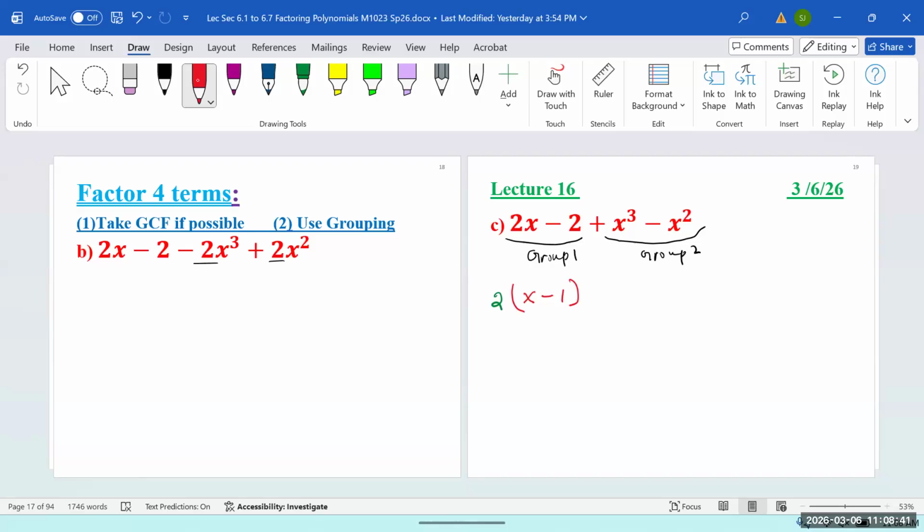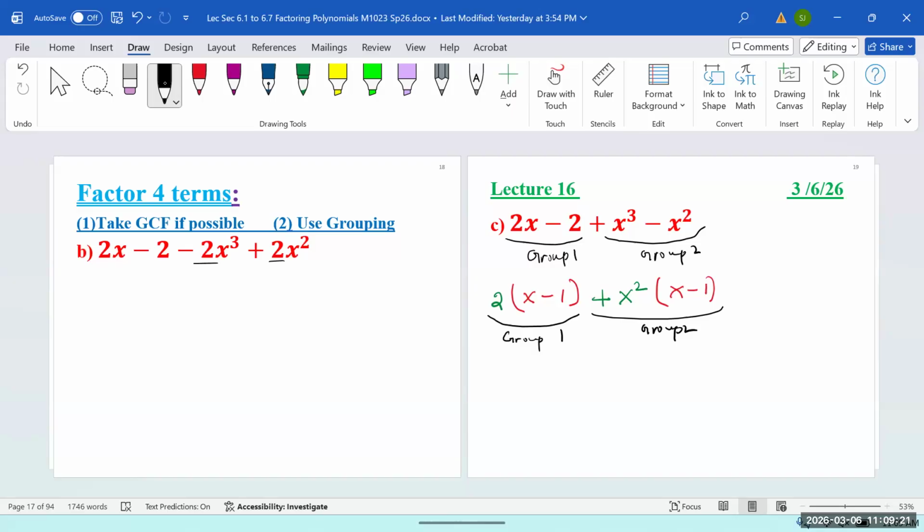And now in group 2, do you see anything in common? X squared. Since our group started with plus sign, we are going to keep plus and then x squared. So once you factor out x squared, now what is left in group 2? X minus 1. We still have our same 2 groups, group 1 and group 2. So step 1, factor each group individually.